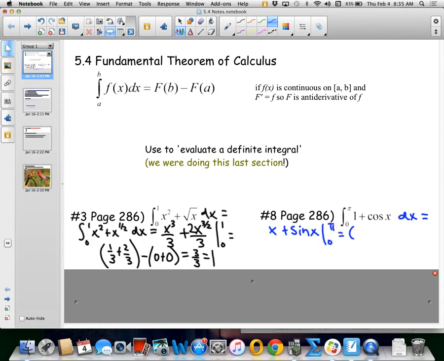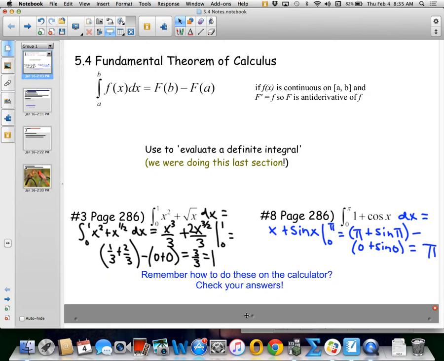Now we have pi plus sine of pi minus 0 plus sine of 0. What is sine of pi? I didn't hear you. What is sine of pi? 0, that's right, and sine of 0 is 0. So we just have pi here. Okay, those should seem pretty straightforward. Yeah, some of your problems will be this easy. Remember how we can do this on our calculator also.